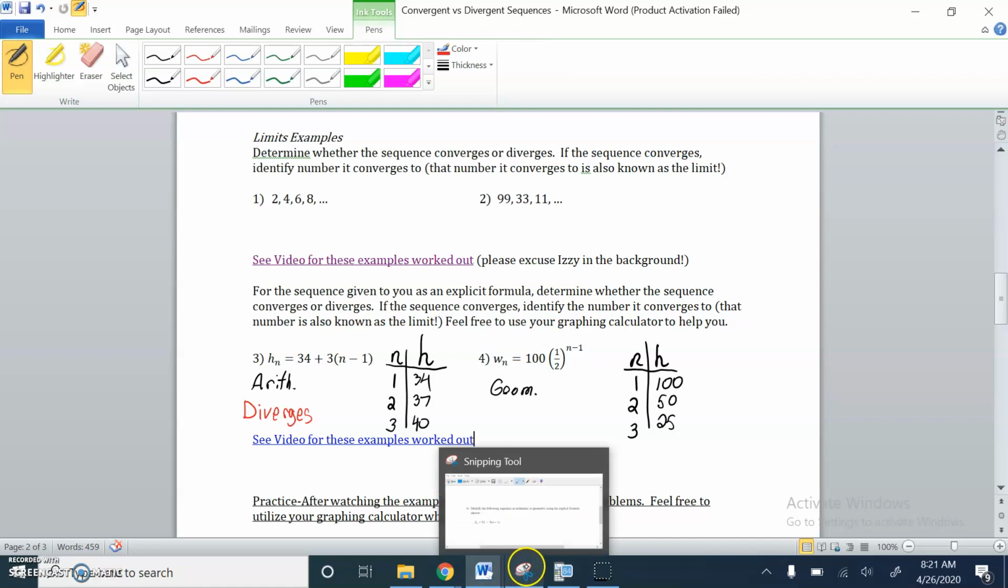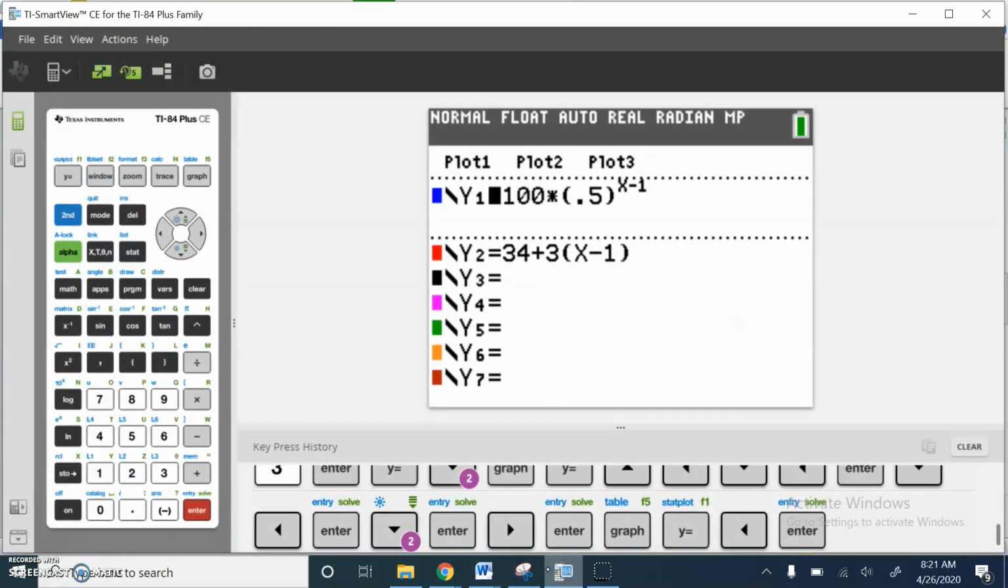If we were to look at these graphically, well, let me answer this one. This is converging to 0. Now let's confirm this graphically.